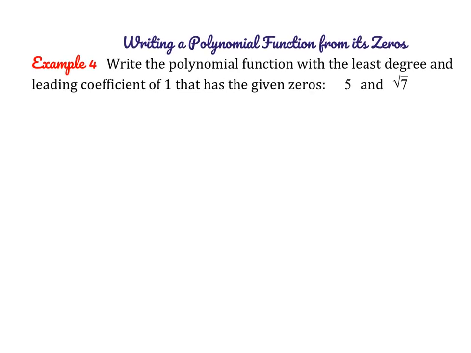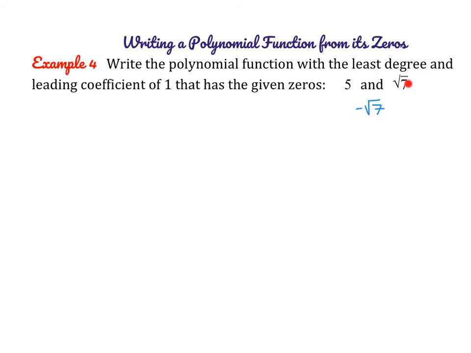All right, so now we're going to try writing a polynomial function given its 0. So we're going to kind of go backwards from what we have been doing. So it says write the polynomial function with the least degree and leading coefficient of 1 that has these given zeros, 5 and square root of 7. So this is a rational 0. This is an irrational 0. And remember, irrational zeros always come in pairs. So since positive root 7 is one of our zeros, that means that negative root 7 is also going to be a 0. So it's implied that if this is a 0, so is this. So they're not going to always tell us that. We have to know it.